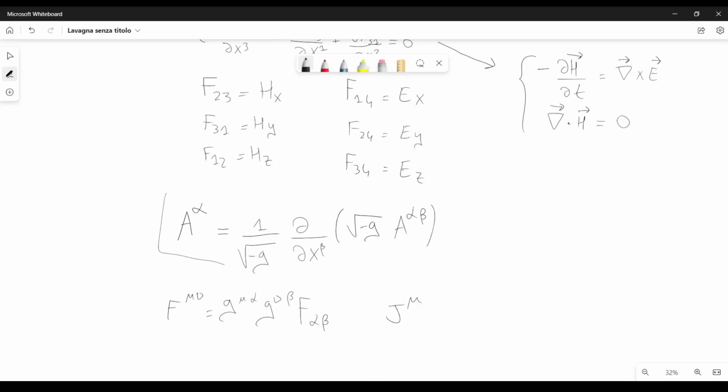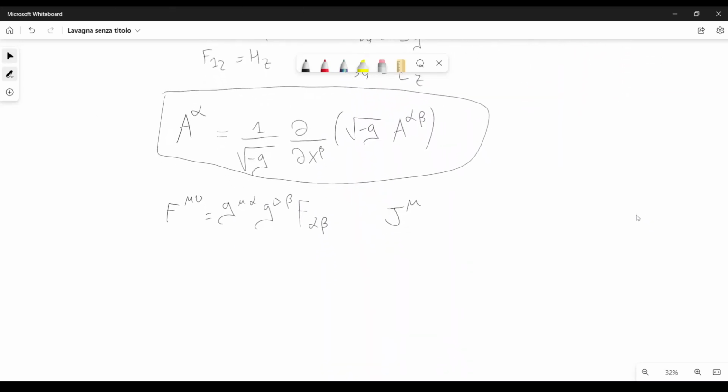According to this equation here, we can form the equation. Let me write it down like this. We have j mu on the left, which represents this vector here, equal to, now we have to write this, but also remember that the square root of minus g is equal to 1 in our frame of reference. So we have the derivative of f mu nu with respect to x nu, where f mu nu with upper indices, of course, is defined like this, as we know from the rules of tensor calculus.